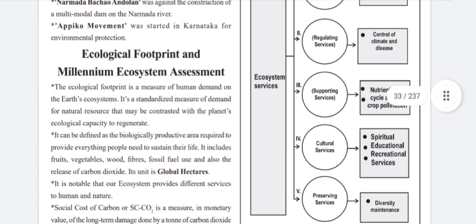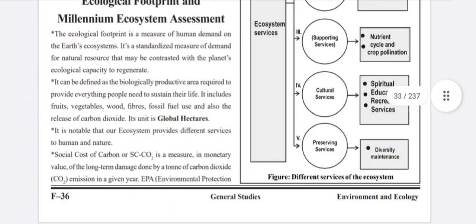Ecological footprint and Millennium Ecosystem Assessment. The ecological footprint is a measure of human demand on the Earth's ecosystem. It is a standardized measure of demand for natural resources that may be contrasted with the planet's ecological capacity to regenerate. It can be defined as the biologically productive area required to provide everything people need to sustain their life.